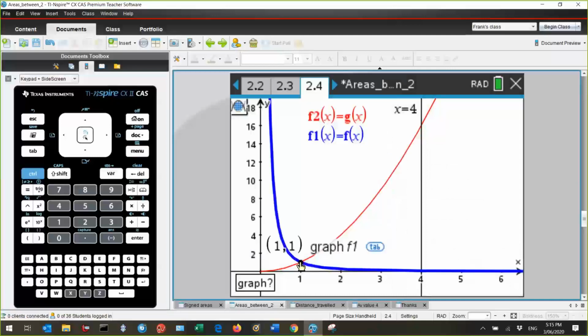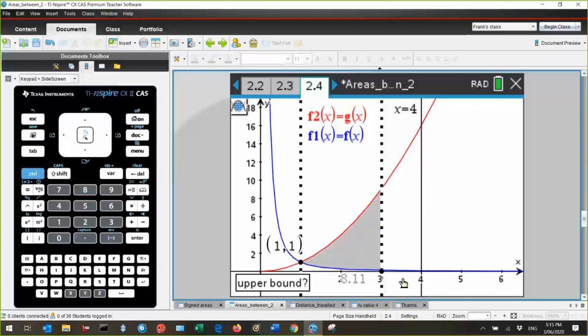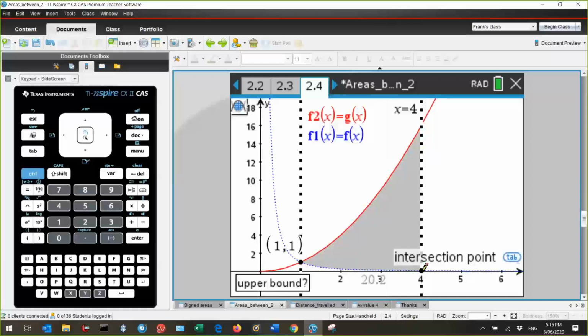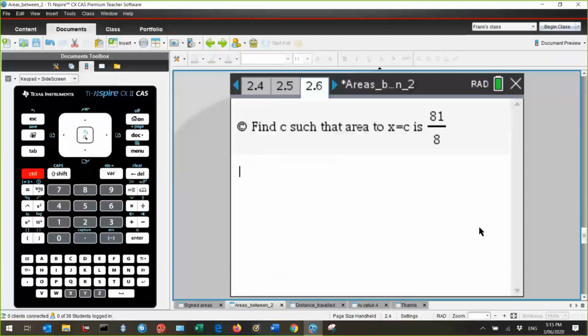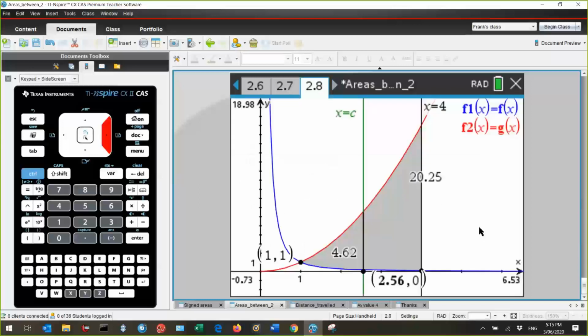I want to go from this graph. Okay, they're the two graphs from this point to there, and it's 20.25 is the area, I guess.